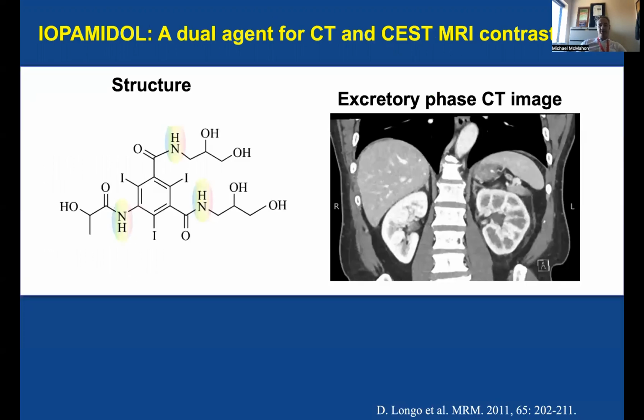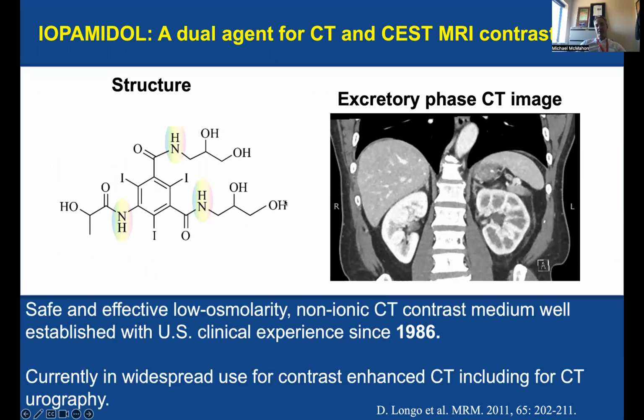And so what I'd like to present to you is that the imaging agent that we could use for CT, iopamidol, can actually be used as a CEST MRI pH imaging agent. And this is very nice because this imaging agent has been used in patients since 1986 with a lot of clinical experience. And in fact, it's also used for CT urography already. So all the pharmacokinetics for the kidneys are known.